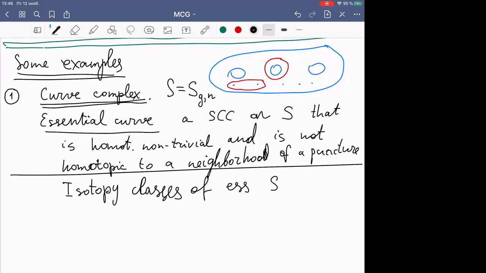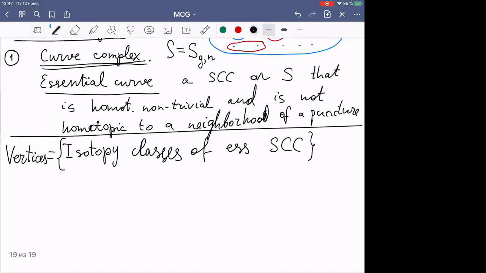Essential simple closed curves, and this is the set of vertices of our complex. So I would like, the complex will be a simplicial complex. So I just would like to point out which finite sets of vertices span simplices. We have, of course, infinitely many isotopy classes of essential simple closed curves. Then some pairs of vertices are connected by edges and so on.